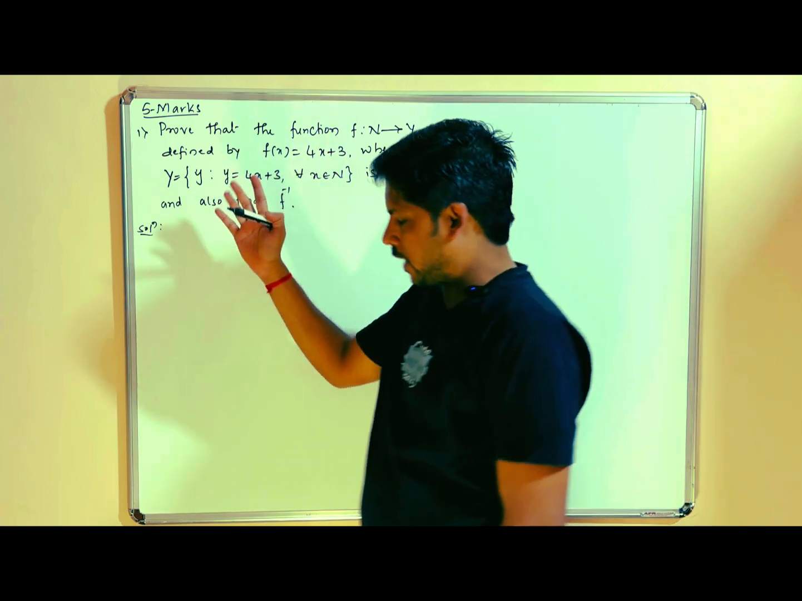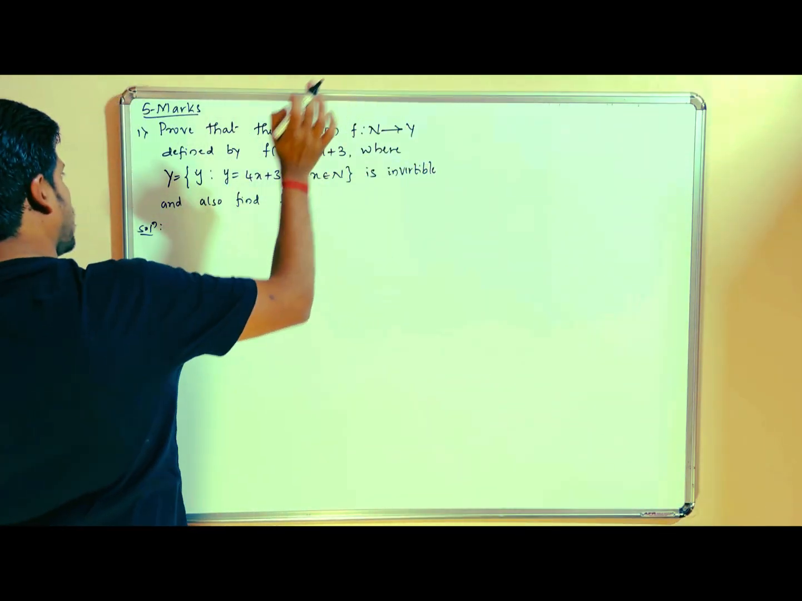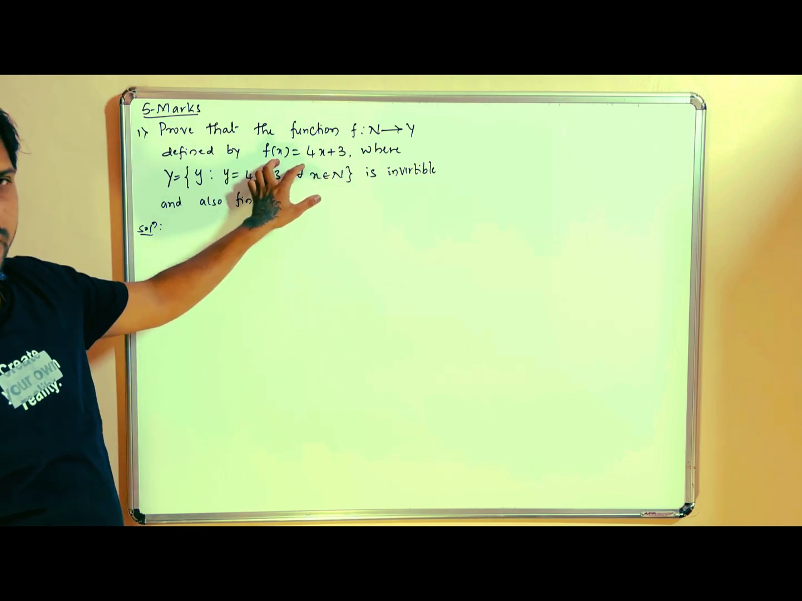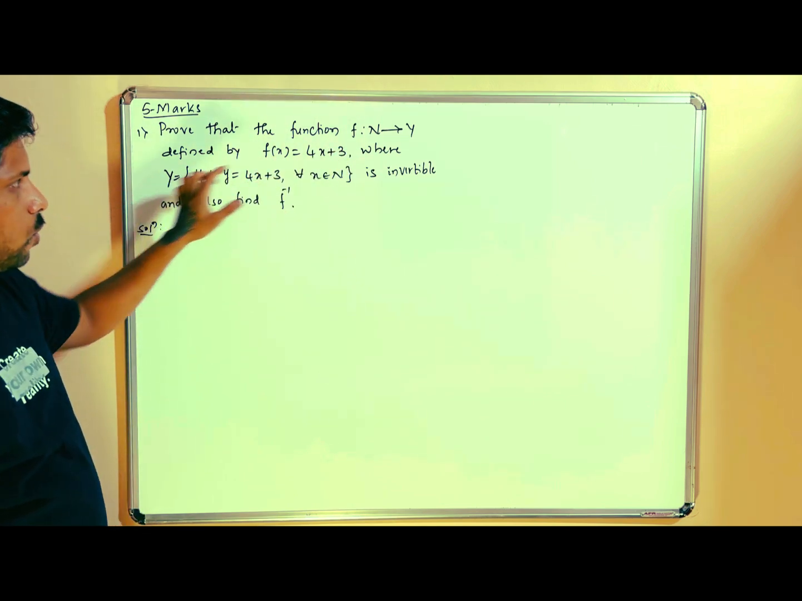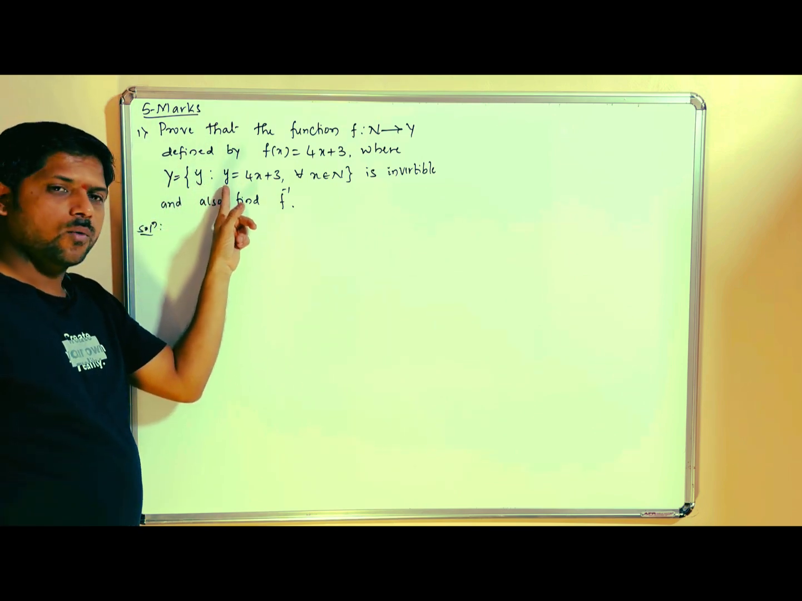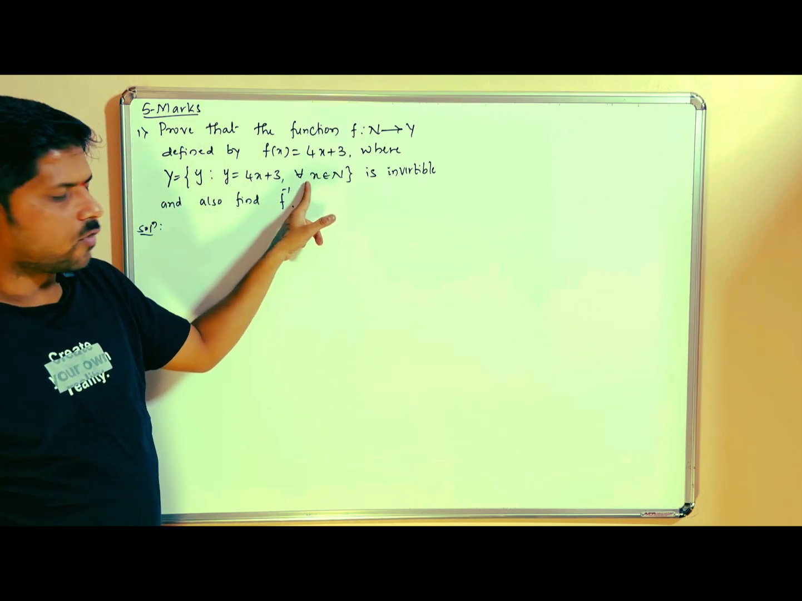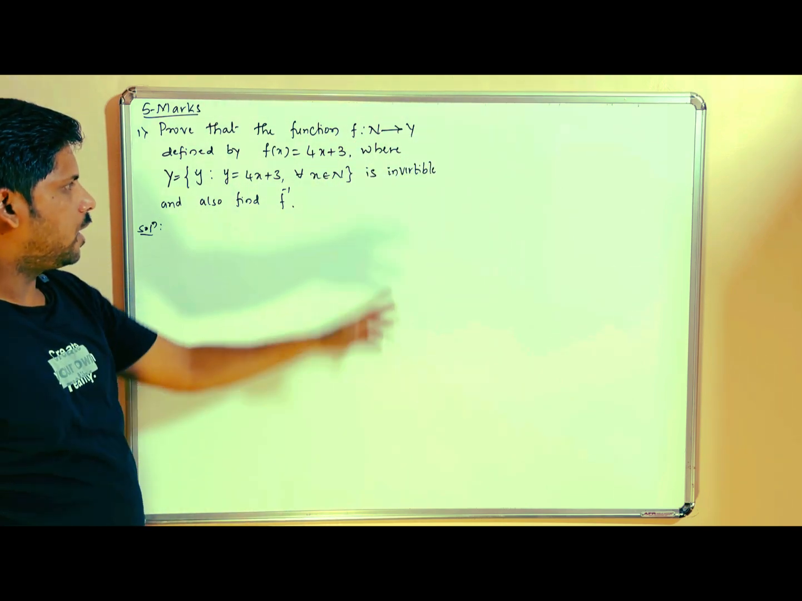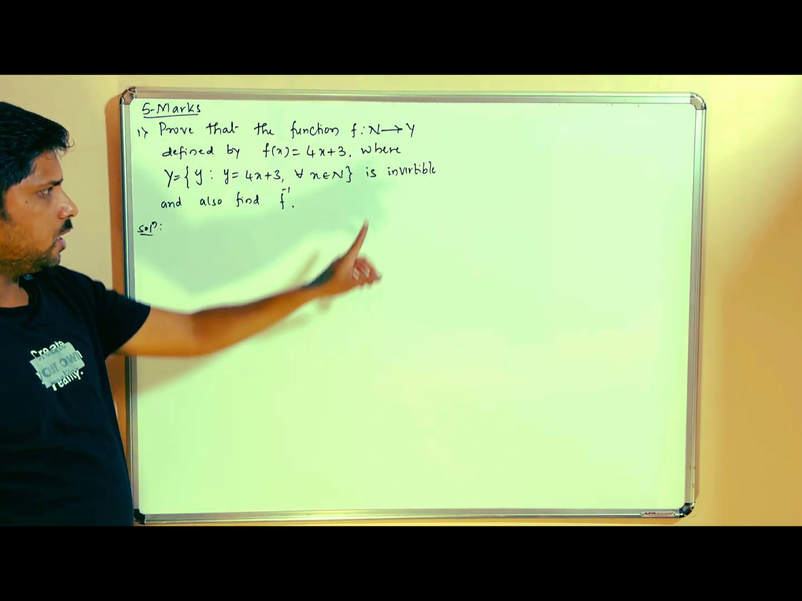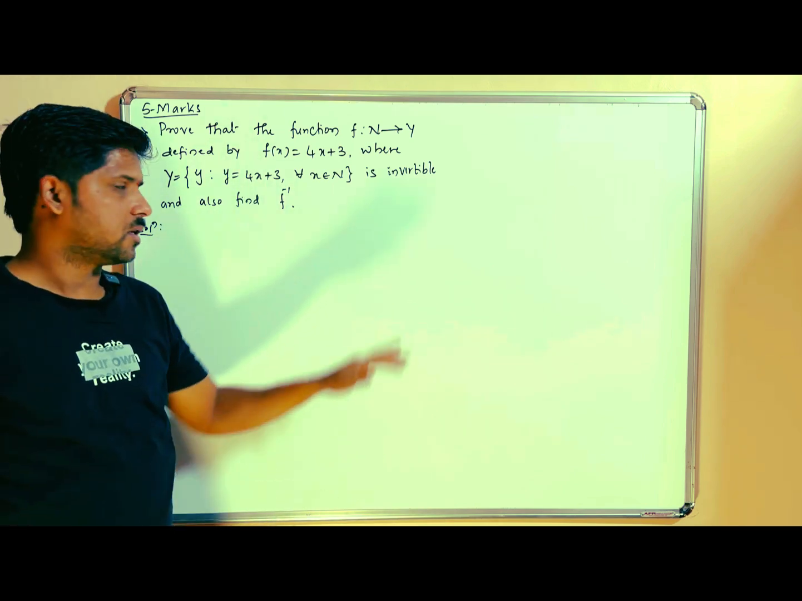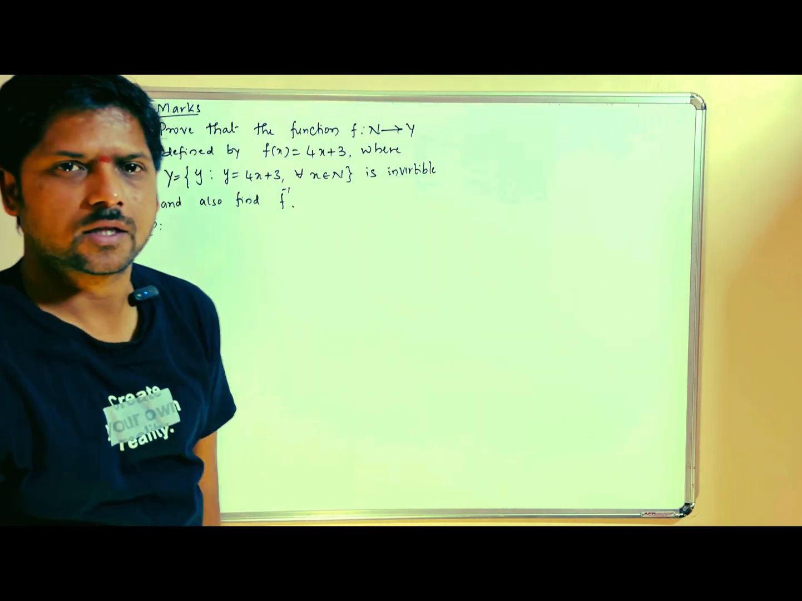Prove that the function f from N to Y is defined by f of x is equal to 4x plus 3. This is the function where Y is equal to this Y, such that y is equal to 4x plus 3 for all x belongs to N. This is the domain set. It is a codomain set, right? Is invertible. We have to show that it is invertible, and also we have to find f inverse. Invertible means we have to prove that the inverse exists.